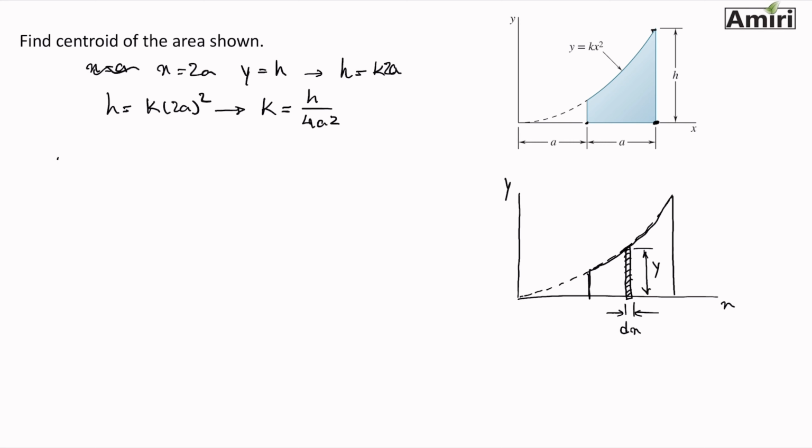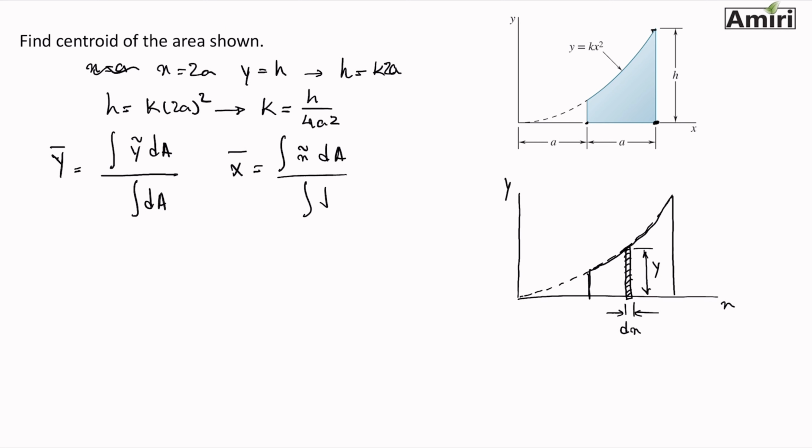So my y bar, this is just the centroid equation, is the integral of y tilde dA over the integral of dA, which is the total area. Some books denote it as y bar. X bar is the integral of x tilde dA over the integral of dA. I'll talk about what each of these means.